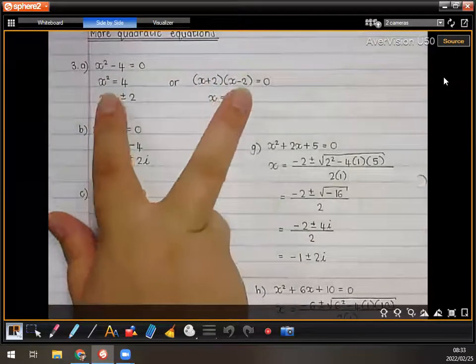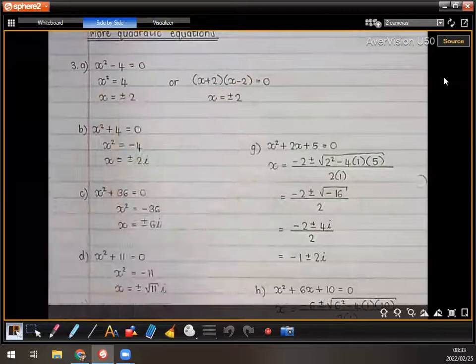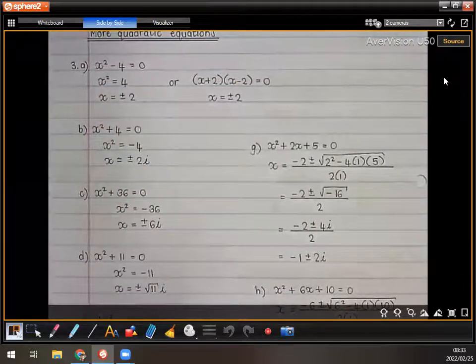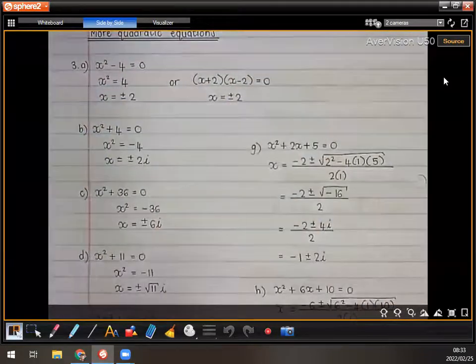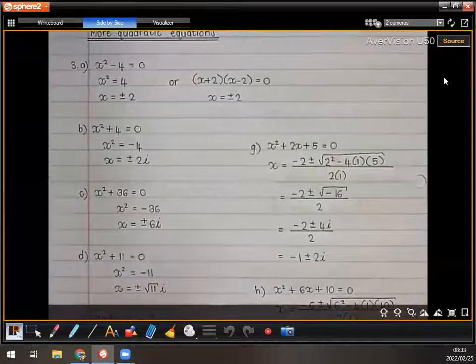So guys, I'm just showing you here, you could have used either method of doing the plus minus square root or of factorizing the difference of two squares just for that first one.